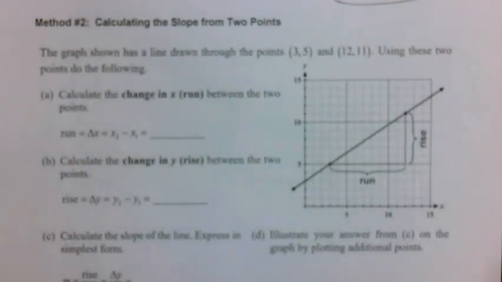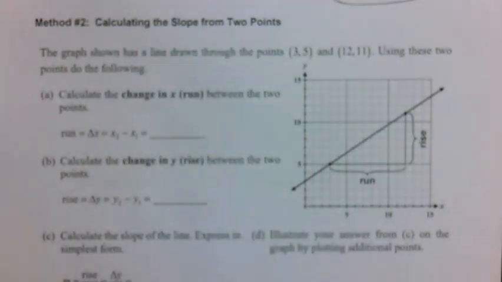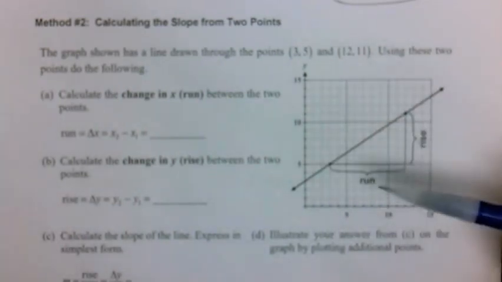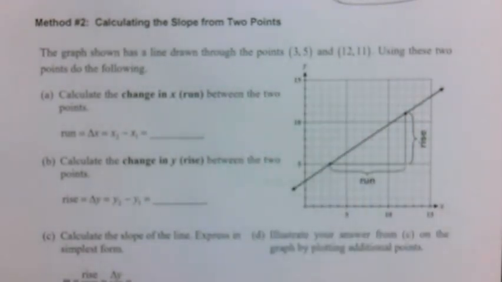Another method that I can use to find the slope is by calculating the slope from 2 points that are on the line. We're going to start off with a graph to show you how this works, but then in the later examples, we're going to take the graph away, and you're going to learn how you can get the slope if you know just 2 points that are on the line.